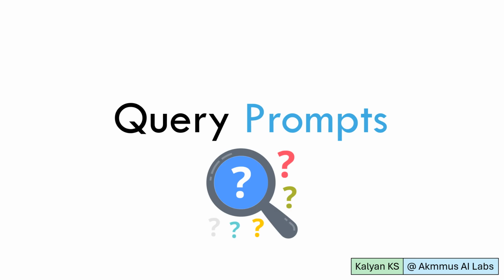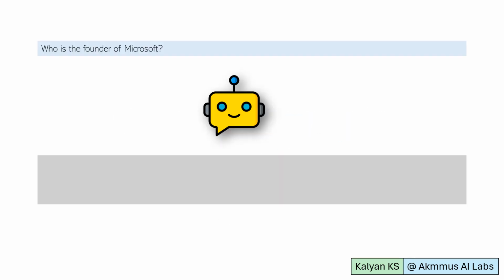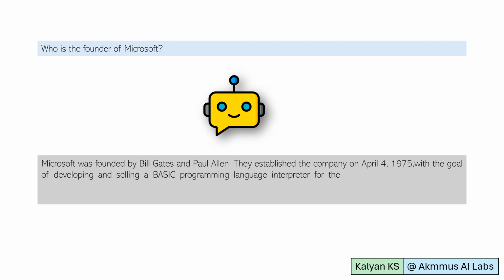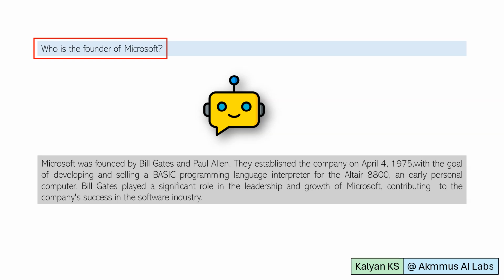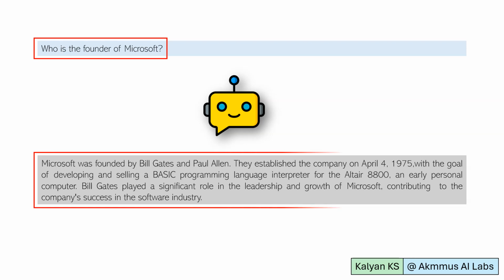Let us see some more examples of query prompts. This is an example of a query prompt. Here, the query prompt asks the chatbot for the information, who is the founder of Microsoft? If you observe the output, the chatbot correctly generated the answer, that is, Bill Gates and Paul Allen, and also provided some more details.